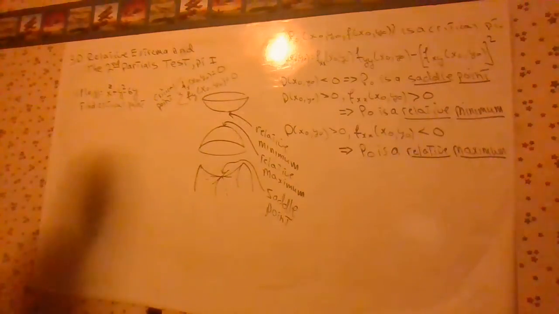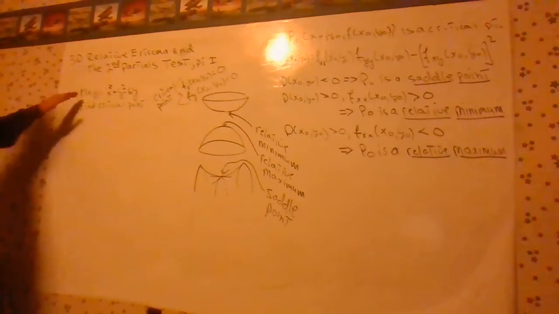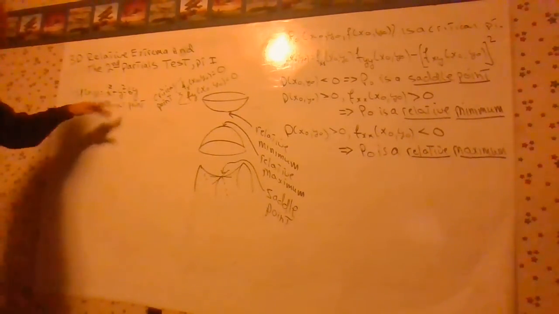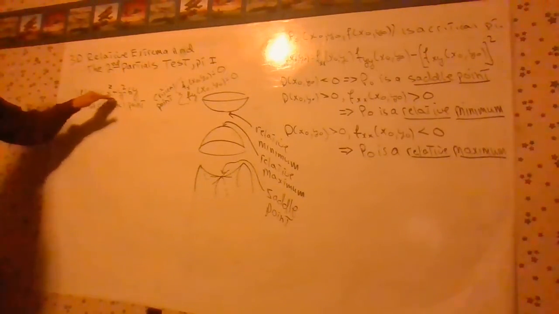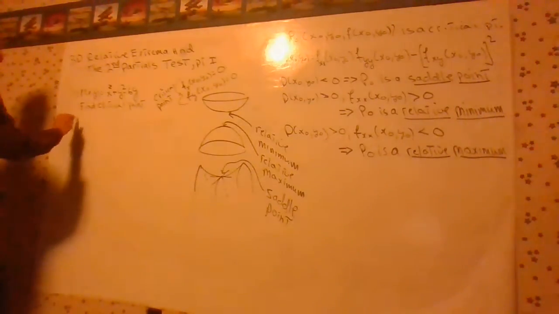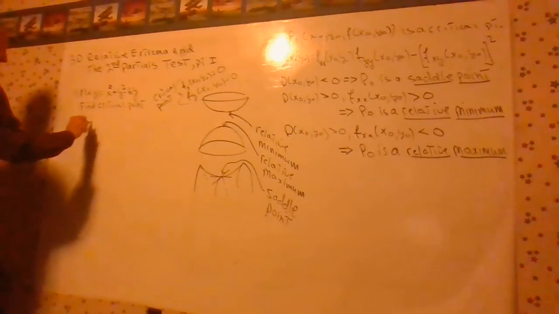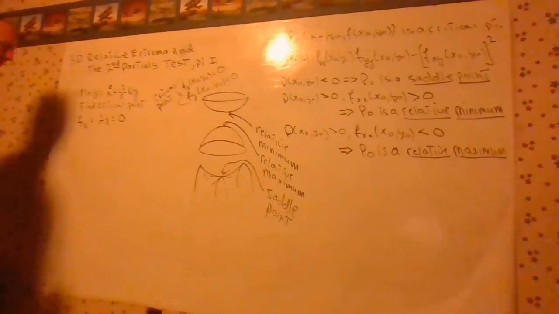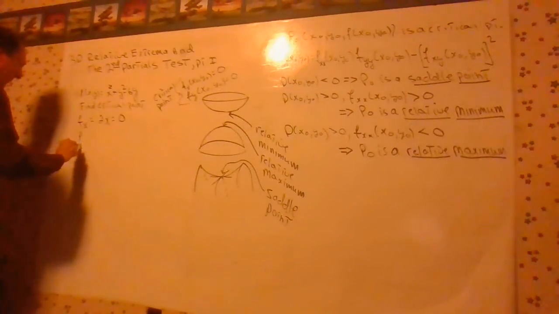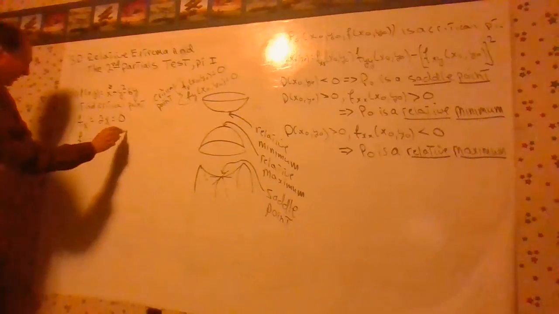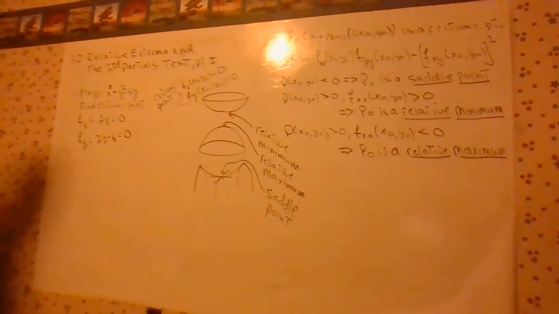It's really straightforward. First of all, we're going to look at f of x y equals x squared plus y squared minus 6y. That's an elliptic paraboloid. It's just shifted along the y-axis. We would expect a relative minimum. So first of all, we're going to find the x partial, which in this case is 2x. We're going to set it equal to 0. And we're going to find the y partial, which is 2y minus 6, set it equal to 0.